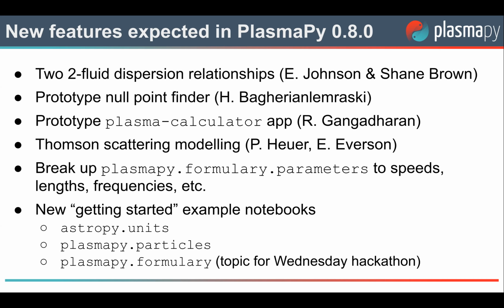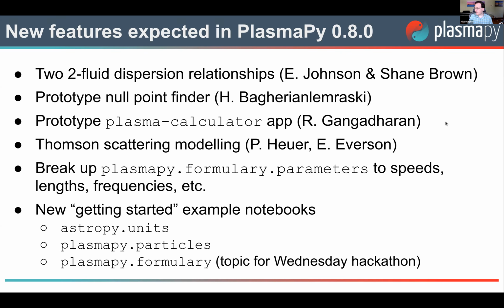An undergraduate working with me has been working on a prototype null point finder. So if you take a grid of 3D magnetic field vectors and position information, then the goal is to find the locations where the magnetic field equals 0, which are important for things like magnetic reconnection.